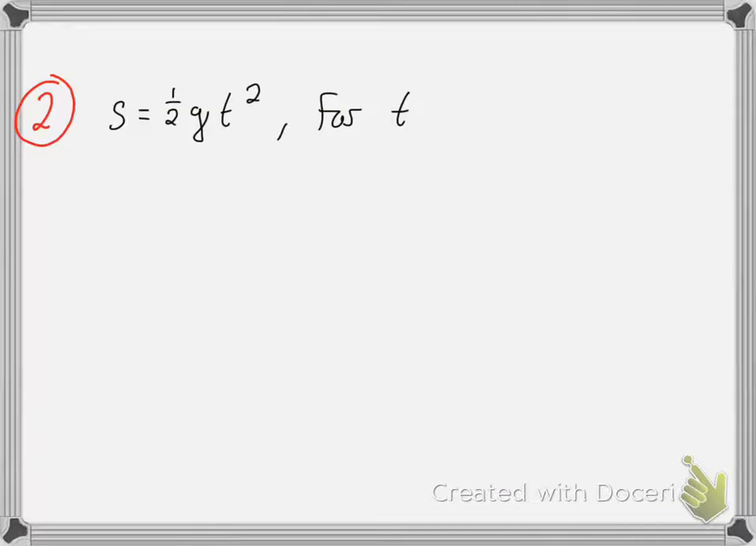One last example, then we'll call it a day. We have S equals 1/2 g t squared, and I want to solve that for t. Everything that I see on the right with that t needs to move to the left. First, I'm going to get rid of that 1/2 by multiplying by its reciprocal, which is 2 over 1, or just 2. So now I have 2s equals g t squared. I'm going to divide both sides by g.